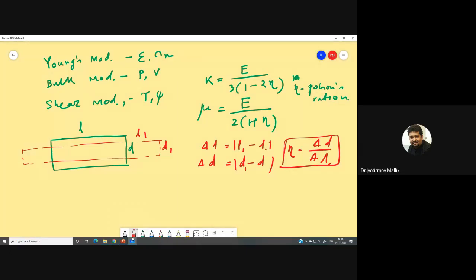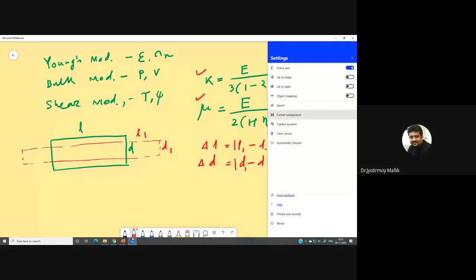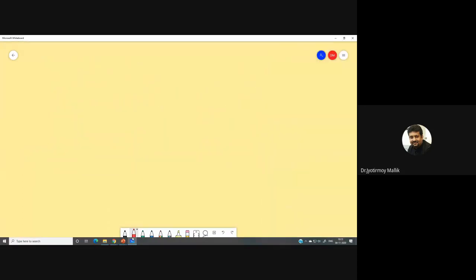So these two equations I want you to take a note of, which we will use in our later understanding. Now let's start talking about elastic wave propagation.